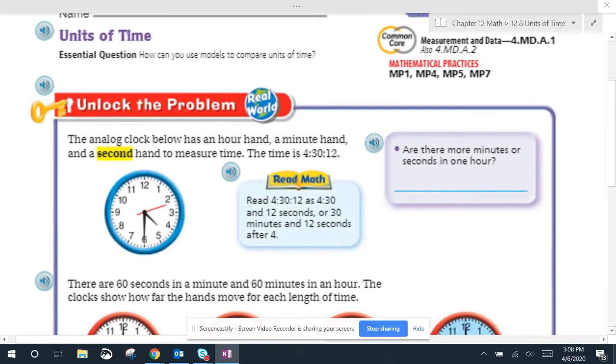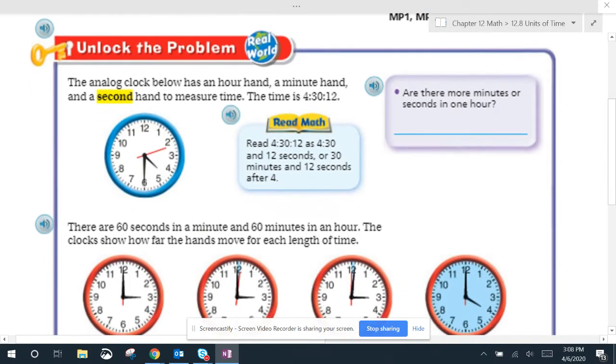All right, in this lesson, we're going to be talking about units of time, which is something you should be familiar with because you spent a lot of time on it in second grade and quite a bit of time on it in third grade. We're going to be taking it to the next level today because we're going to be looking at units of time and converting them from a larger unit to a smaller unit. So let's go ahead and talk about clocks.